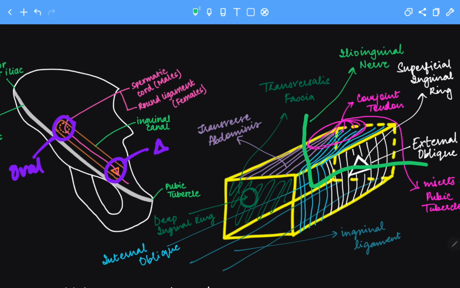Next, let's talk about the inguinal hernias. We have two types of inguinal hernias. One is a direct inguinal hernia and the other one is the indirect inguinal hernia. A direct inguinal hernia is when the organ will protrude through the superficial inguinal ring, while an indirect inguinal hernia is when the organ will protrude out through the deep inguinal ring.